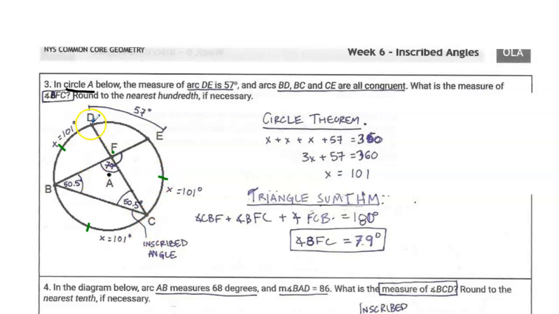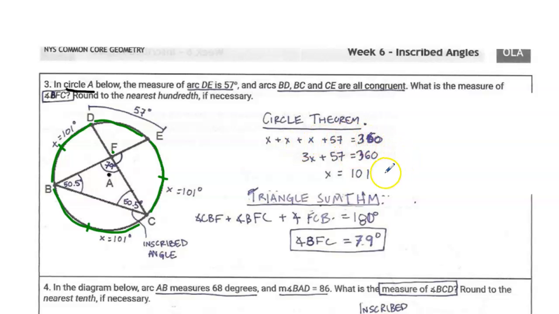Seems to me that we have one arc in the circle, that's x. We have another arc in the circle that is also x. We have another arc in the circle that is also x. And this arc from D to E is 57. We have the whole circle here, so all of these arcs added together should be equal to 360 degrees. We know that for a fact because that is the Circle Theorem.